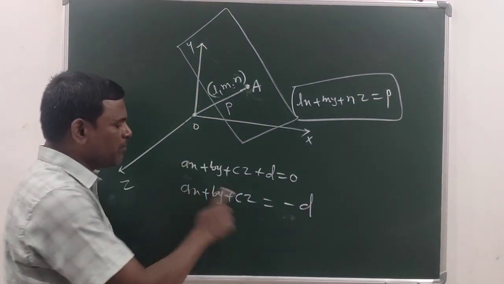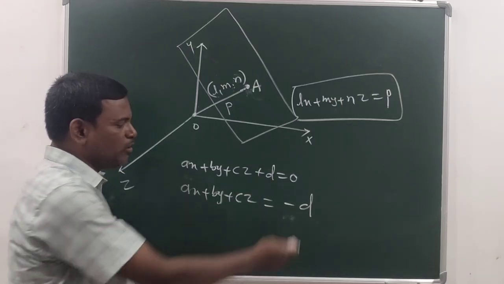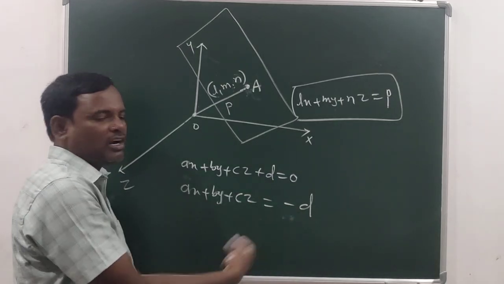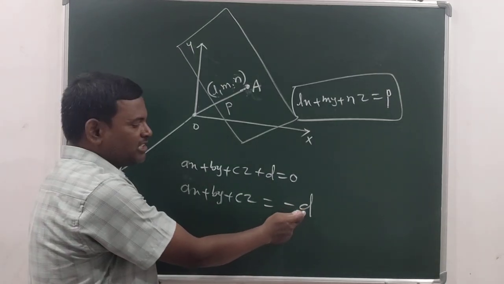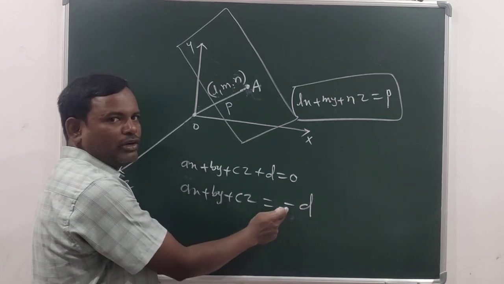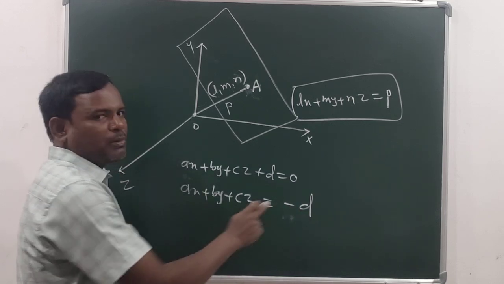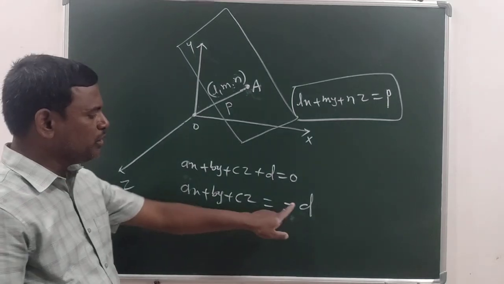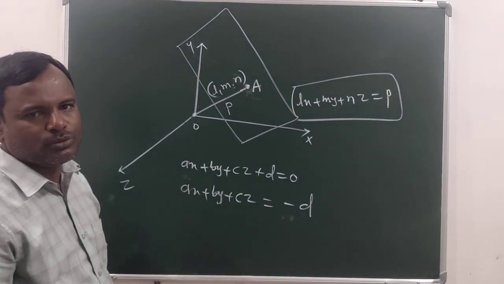How? By multiplying both sides with minus. Here I don't know whether it is positive or not. That depends on D. If D is negative, this will become positive. If D is positive, positive into negative, negative. If it is negative, multiply both sides with minus so that you can make RHS positive.